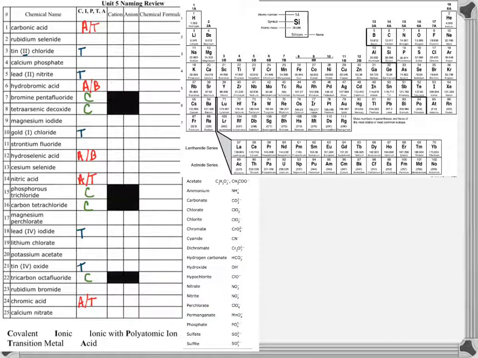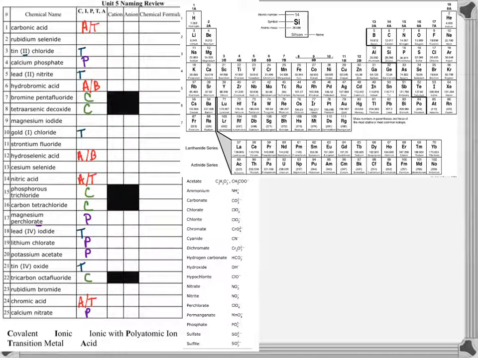Okay, so let's see. Rubidium selenide, no. Phosphate, yes, that's definitely polyatomic. Iodide, no. Fluoride, no. Selenide, no. Perchlorate, yes, that's polyatomic. Here's chlorate, acetate, nitrate. Those are all polyatomic. Okay.